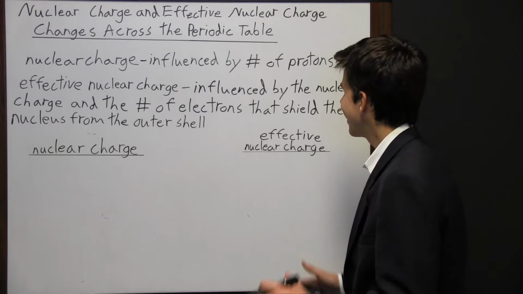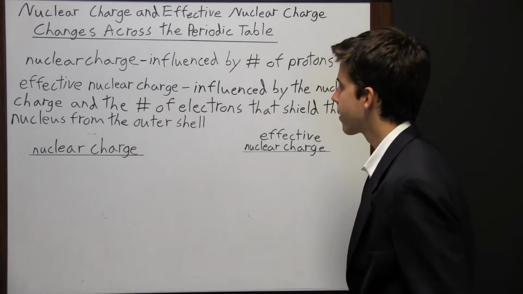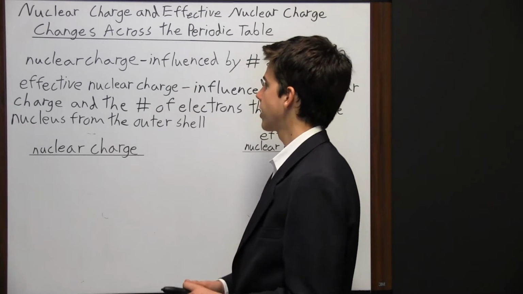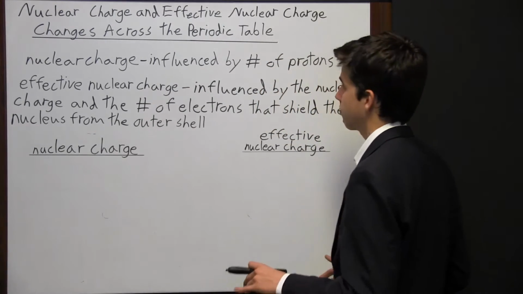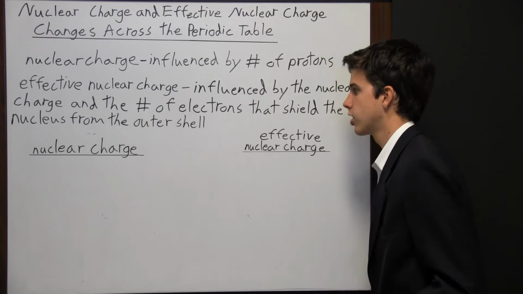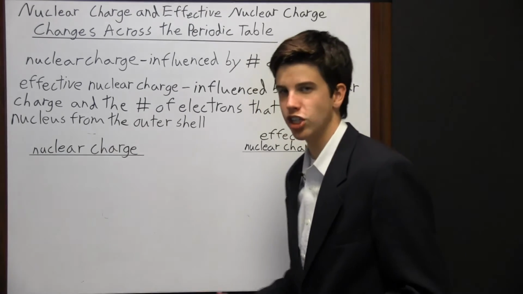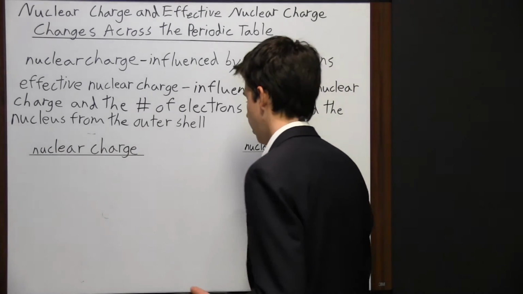Nuclear charge is mainly influenced by the number of protons. Now, we're also going to take a look at effective nuclear charge, which is influenced by the nuclear charge and the number of electrons that shield the nucleus from the outer shell. So let's go ahead and look at the nuclear charge in relation to the periodic table of elements.